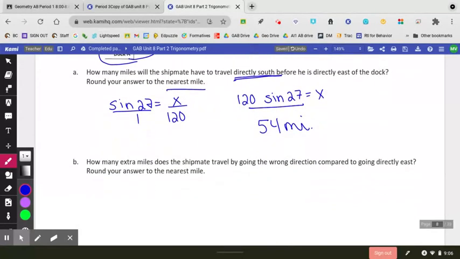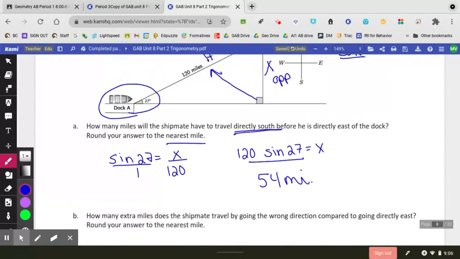B, how many extra miles does the ship travel by going the wrong direction compared to going directly east? So here we need to find this value, which is directly east. So here we have two options. We can continue to use trigonometry, or that is a right triangle, so you could use the Pythagorean theorem. I'm going to use trig just because that's what we're learning, but the Pythagorean theorem would work as well.